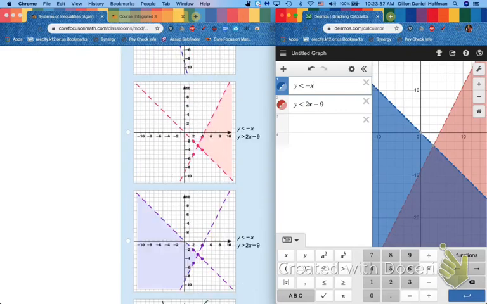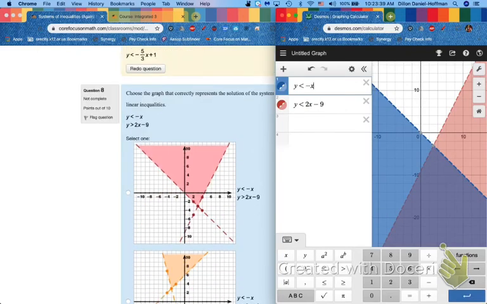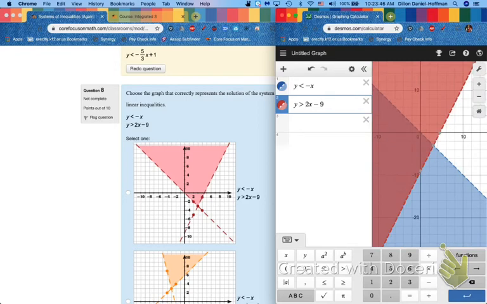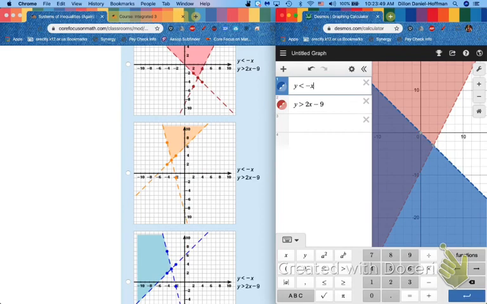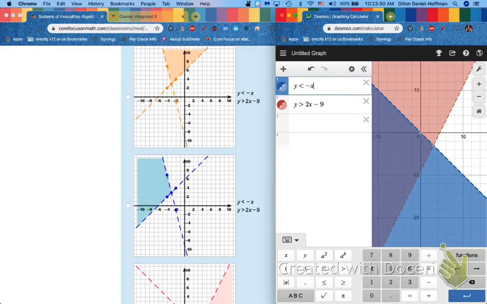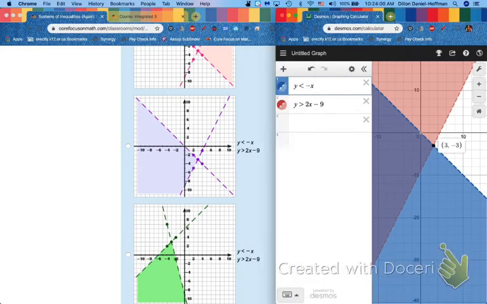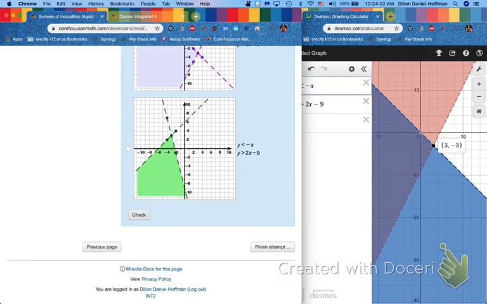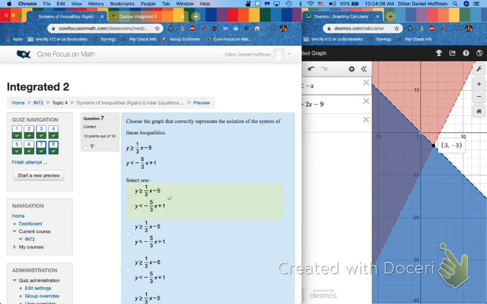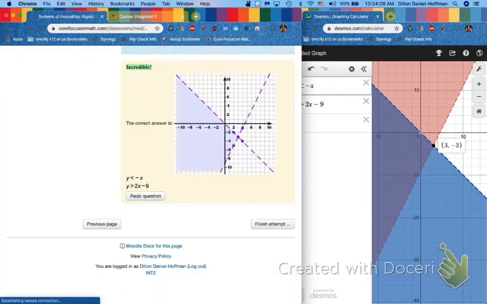And it is, let's see. Oh, I know, this is supposed to be a greater than sign. And there it is. Okay. Yay, it's purple again. Right? This looks like the point 3, negative 3. Yep, that's exactly where it's supposed to be. All right. 8 for 8. A double Wendy's 4 for 4.